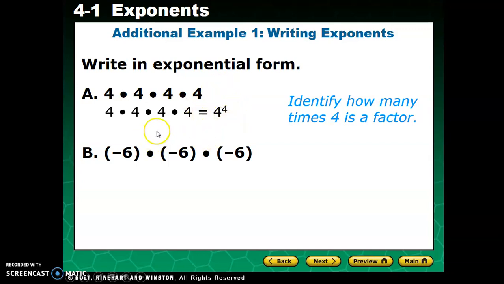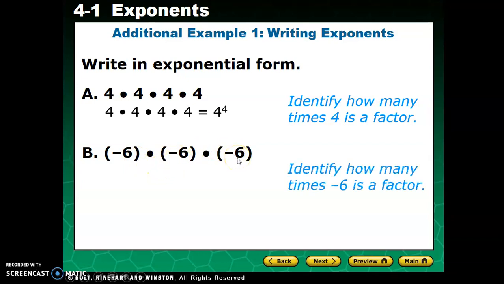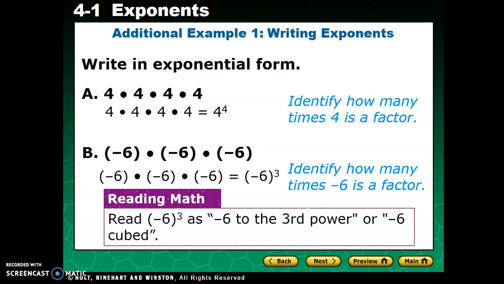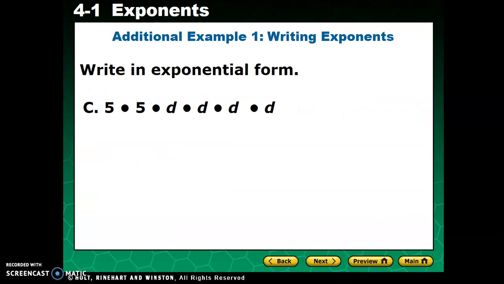So the next one, most of you probably already can figure this one out, but I'm going to go over it. This one is negative 6 times negative 6 times negative 6. You identify how many times negative 6 is a factor. Make sure you write it with the exponent outside the parentheses. This does come into play later in this chapter. Make sure you're putting the parentheses first and then the exponent outside. Okay, we'll do a few more.